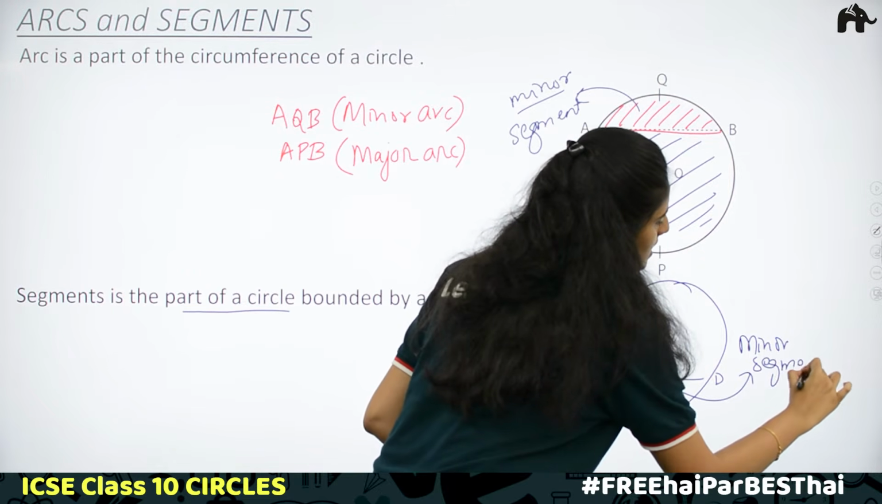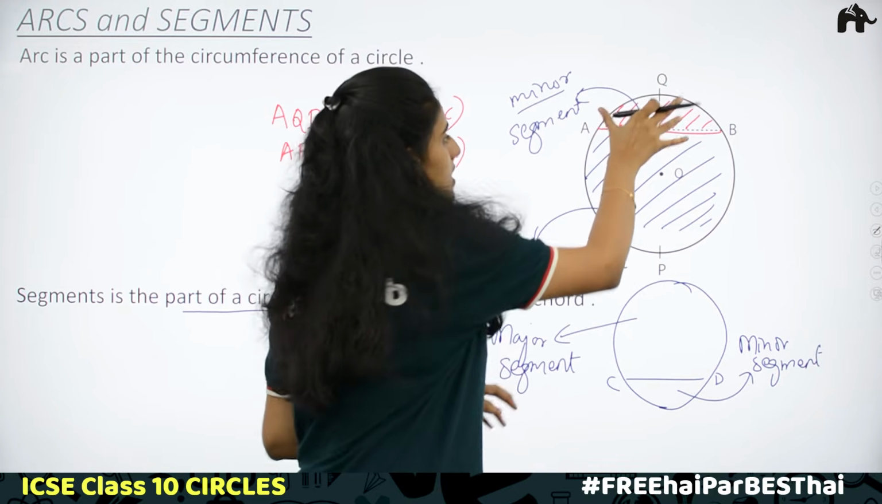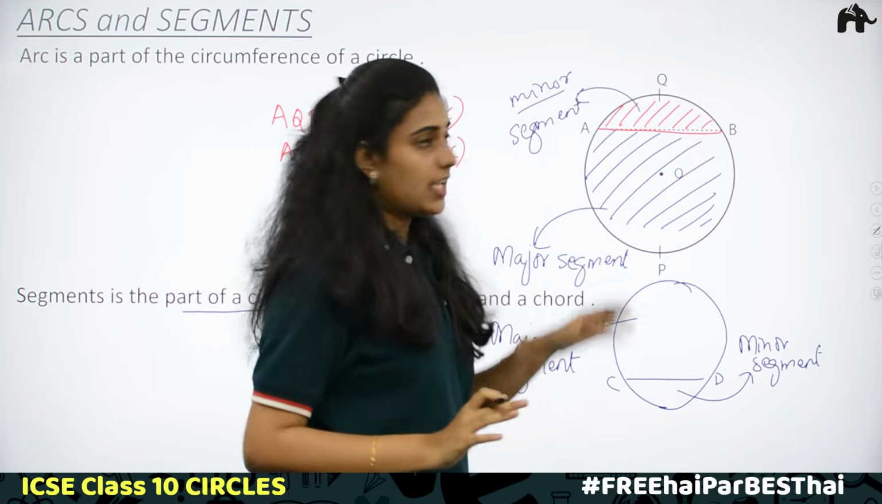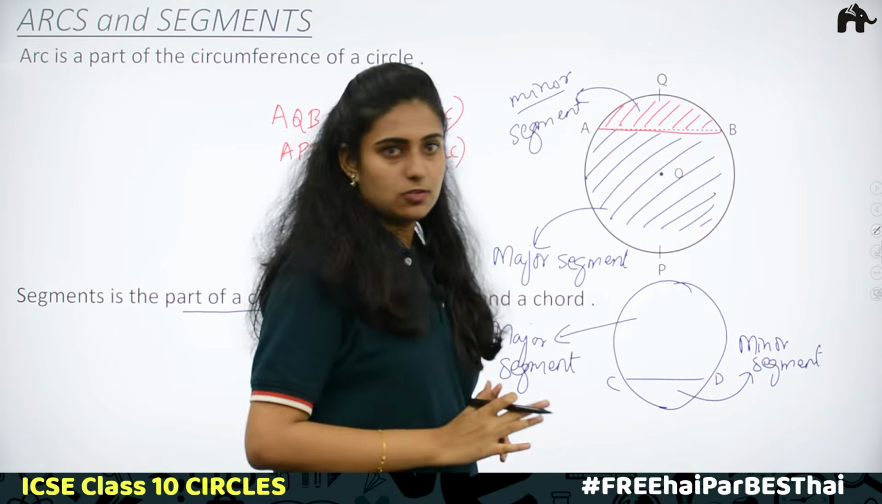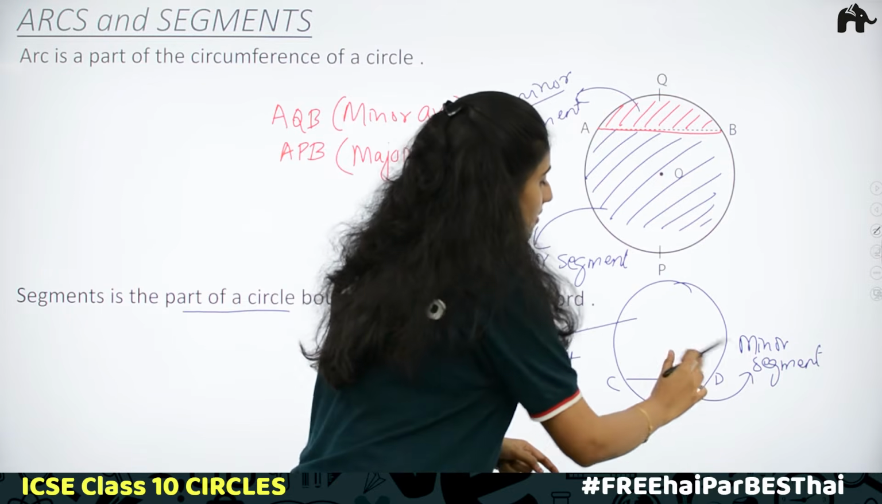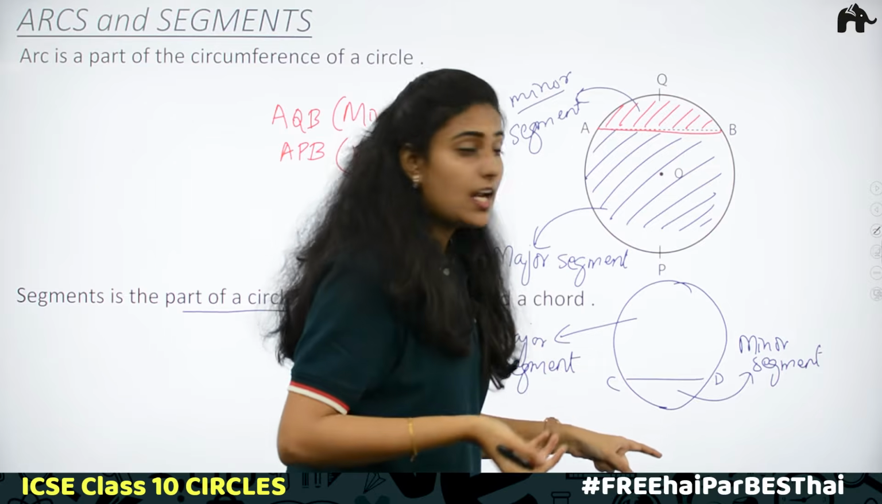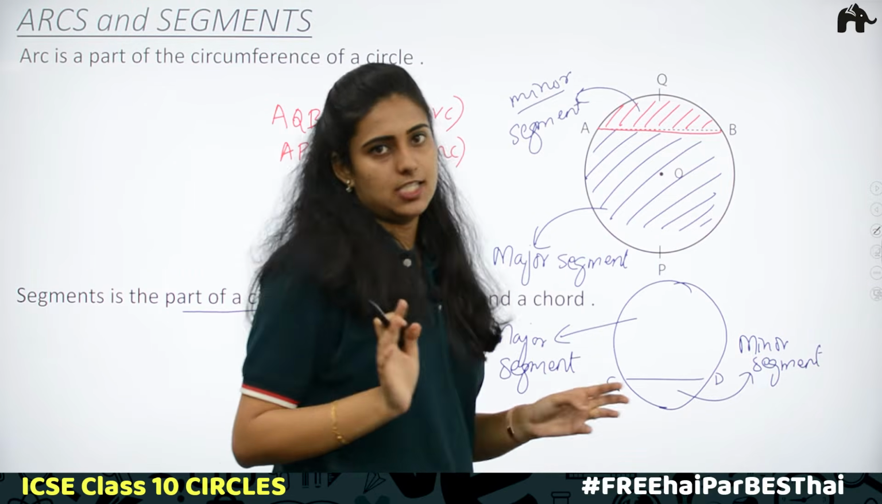So, it is not necessary that the minor segment always comes above and the major one comes below. It can be wherever it is, okay, depending on the area it has covered. That is, depending on whether it is formed out of the minor arc or major arc, we can say it is a minor segment or major segment.